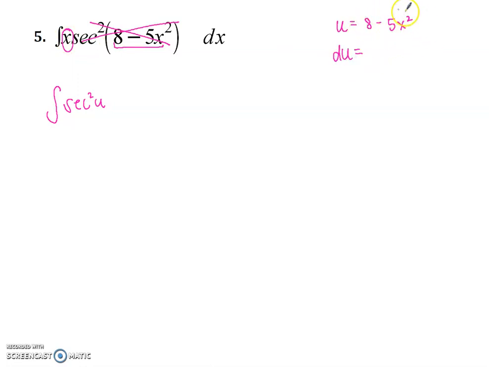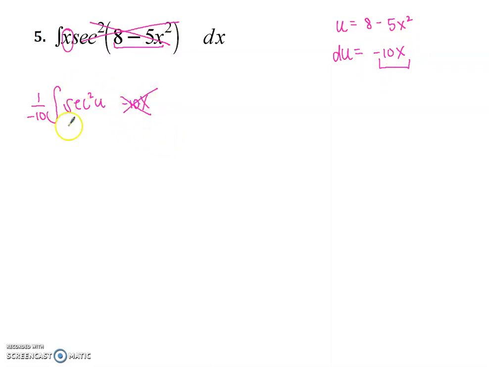So if I take the derivative of this, derivative of 8x is 0. The derivative of -5x squared is -10x. Okay. So all I have left over is just the x. I'm missing the -10. So I need to multiply this by a -10. So on the outside, I need to divide by -10. Okay. Then once you've matched this du, then you can just ignore it.